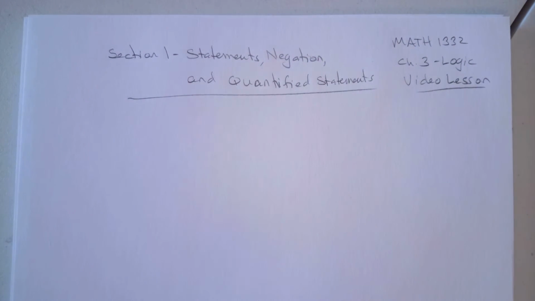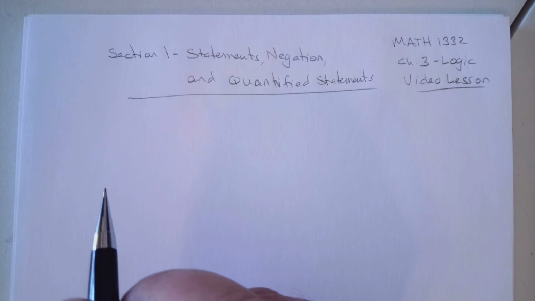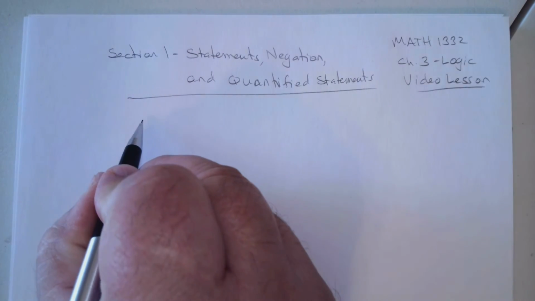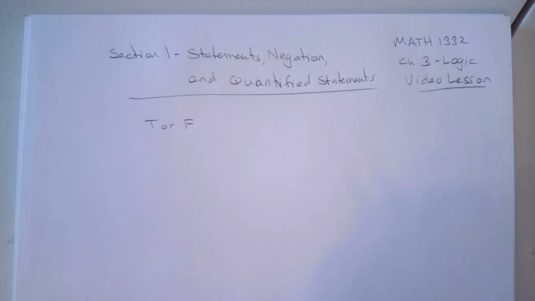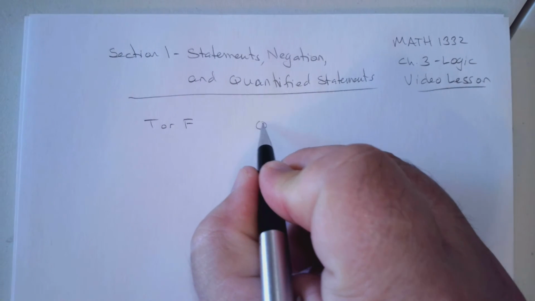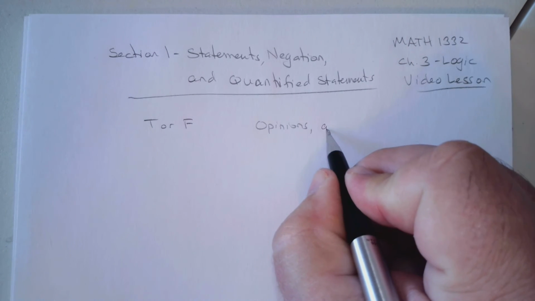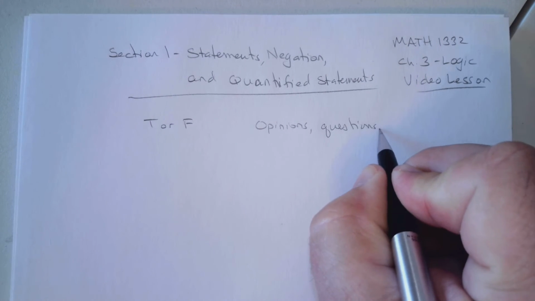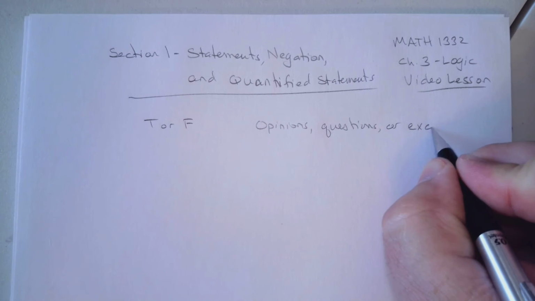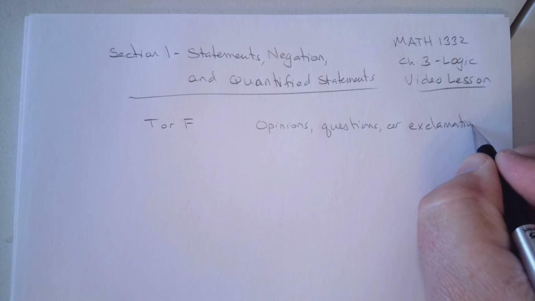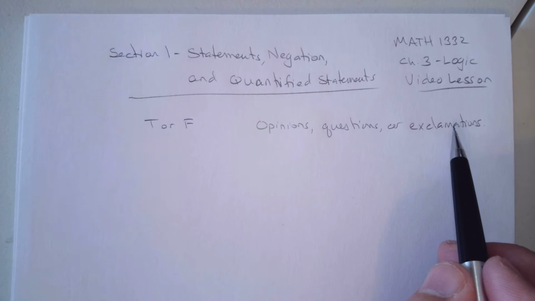Okay, we'll begin by first. In English, we use a whole bunch of different types of sentences. Some of our sentences could be true or false, and that's going to be pretty big for us in this time. Others tell us opinions. They ask questions. Or they make exclamations. These we cannot use.